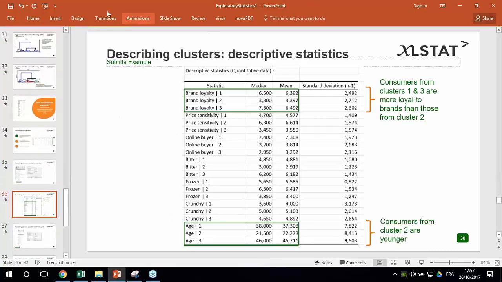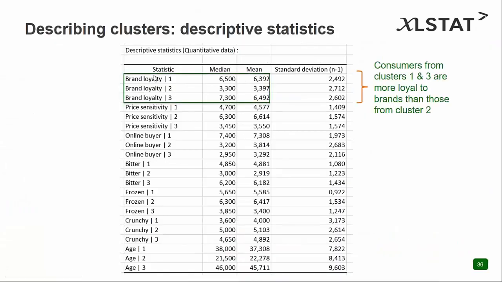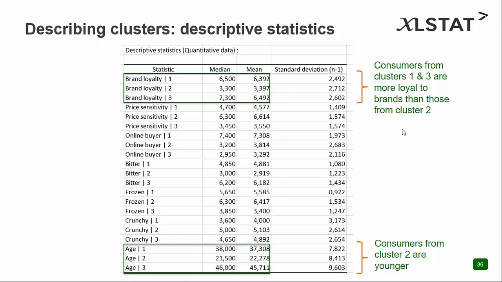So here we reached this slide so far. Here we have the statistics related to the first variable and each of the classes. For brand loyalty, we have the median, the mean and the standard deviation. We can see that consumers from clusters 1 and 3 are more loyal to the brands than those from cluster 2. They have higher mean and median scores than the middle one. If we took age also, consumers from cluster 2 are younger. So this gives us a very interesting clue that mostly consumers who are young are not that attached to brands.